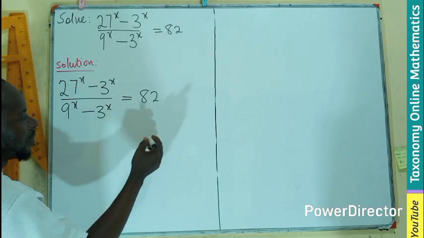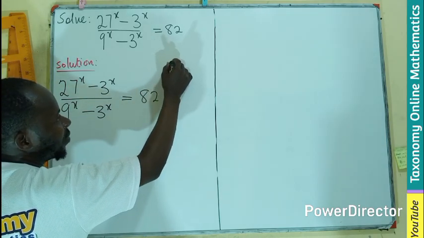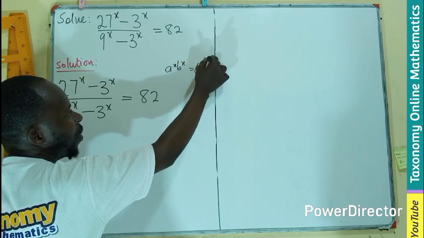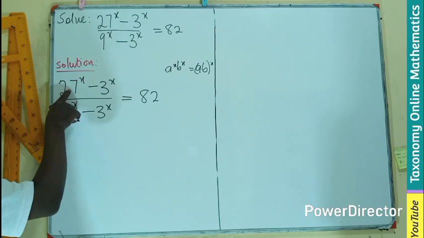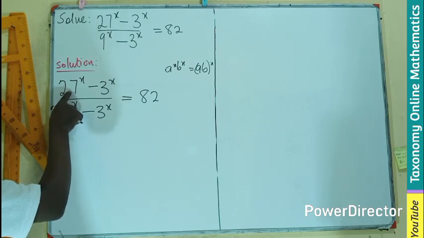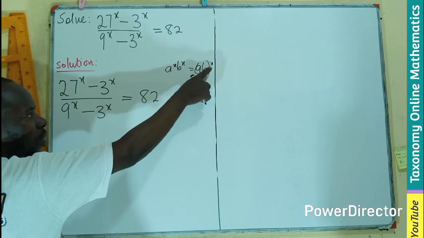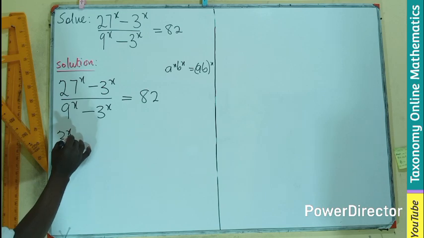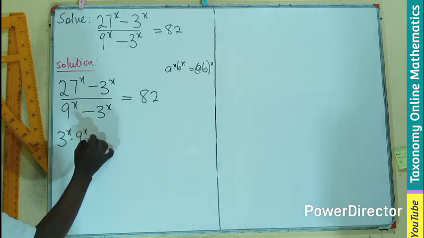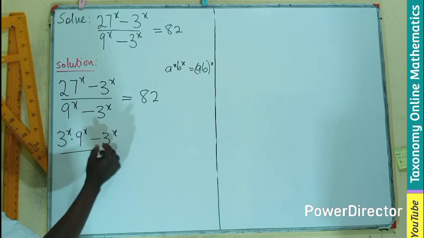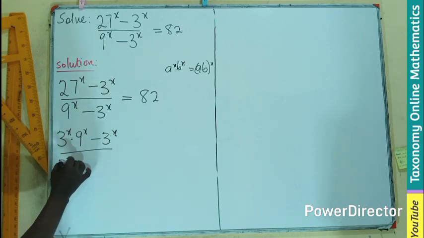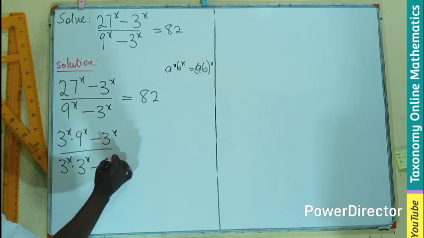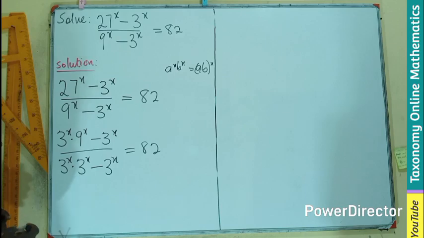Bear in mind that if I have a to the power x times b to the power x, it can be taken as a times b all to the power x. So even though I am going to have 3 times 9 within the bracket like this, all to the power x can be written in this form. That means I can have 3 to the power x multiplying 9 to the power x minus 3 to the power x. The same can be done here as 3 to the power x multiplying 3 to the power x minus what? 3 to the power x, all equals 82.